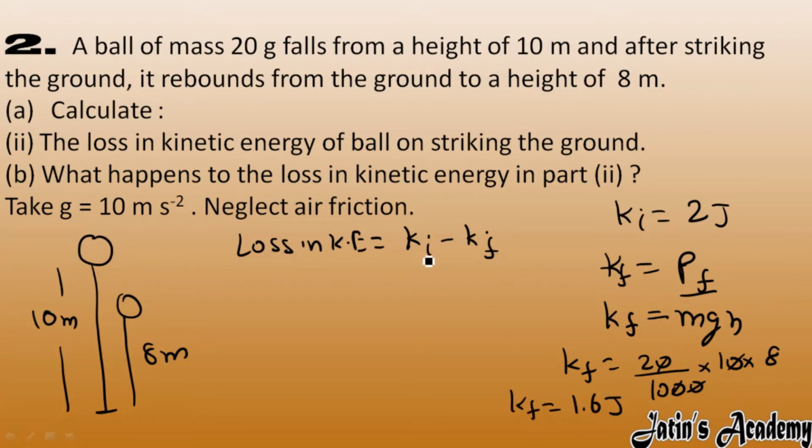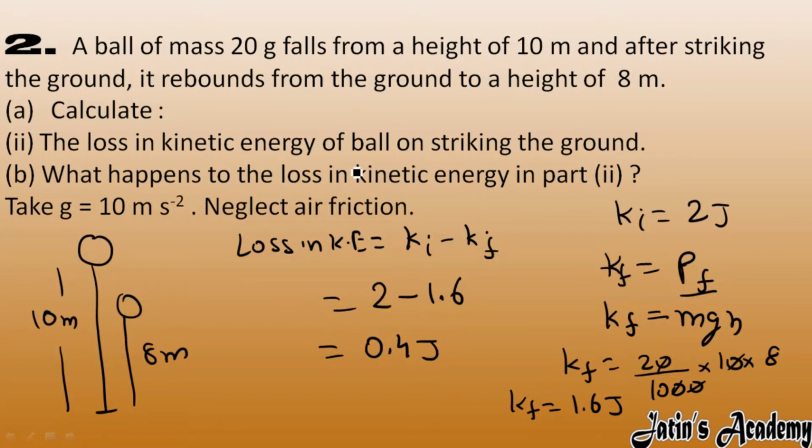So put the values. Initial kinetic energy we have 2 joule and final kinetic energy we have 1.6. So here you will get 0.4 joule. It means loss in kinetic energy we have 0.4 joule.